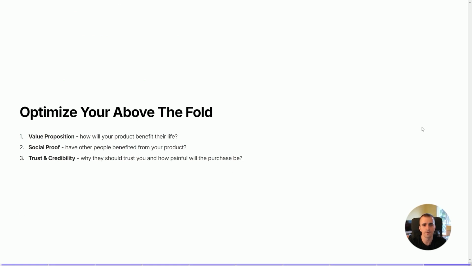So optimize your above default, have the value proposition, how will your product benefit their life, have the social proof, have other people benefit from your product, and have the trust and credibility. Why should they trust you, and how painful will the purchase be?